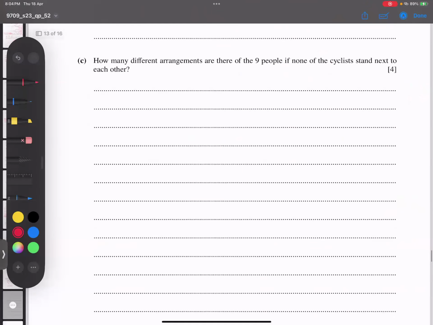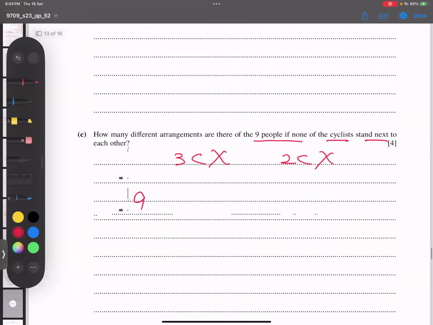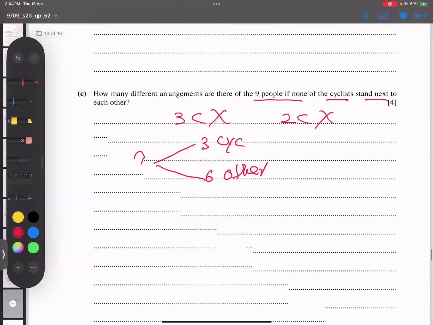Let's start. How many different arrangements are there of the 9 people if none of the cyclists stand next to each other? It's a little tricky. We have 2 techniques, a long and a shorter way. I will go the shorter way. None of the cyclists stand next to each other. So no cyclist together, right? Not even 3 cyclists together, not even 2 cyclists together. So I can talk like this: out of 9 people, 3 cyclists we have, and 6 others. So I talk in the language of cyclists and others.